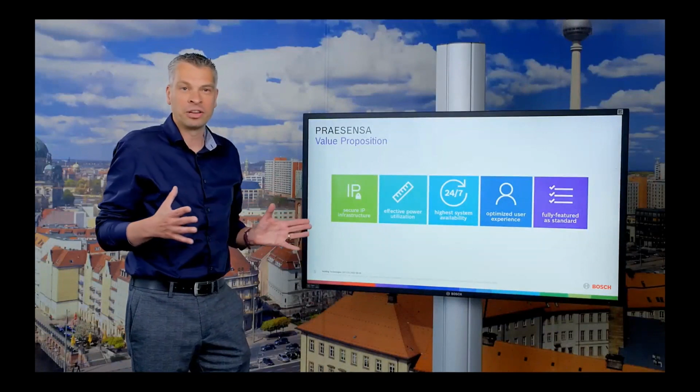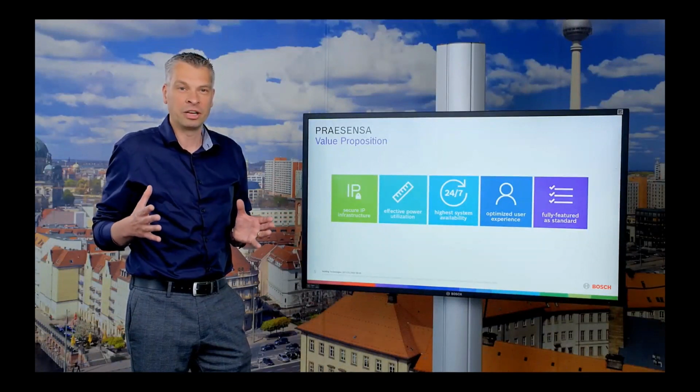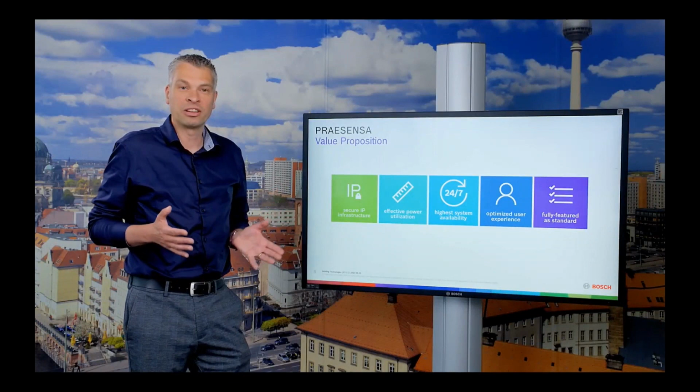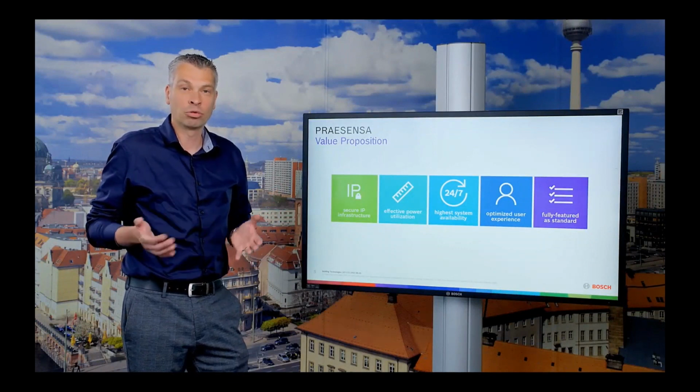So now we have seen what the system looks like. I would talk to you a little bit about the core elements that are making the features of this system. So there are 5 pillars that are basically defining the sales value proposition. The first one is that the system is fully IP and it is also secure IP. The second one is that it is using an effective power utilization to save power and utilize the power as good as possible in your system.